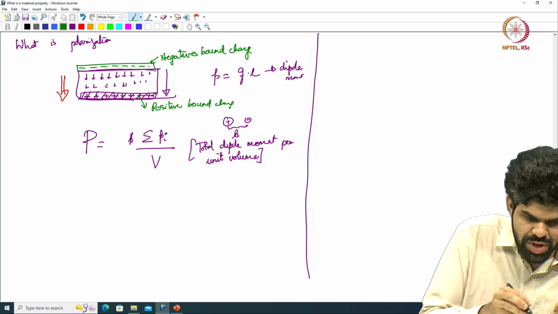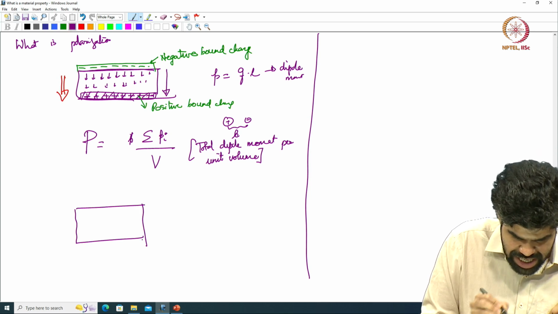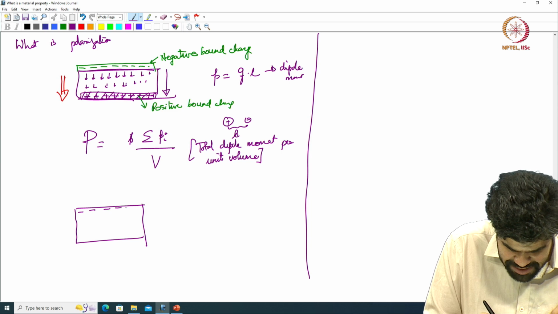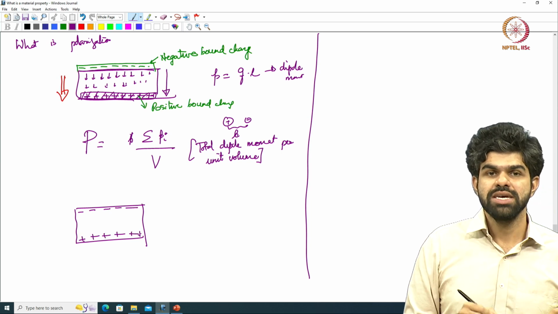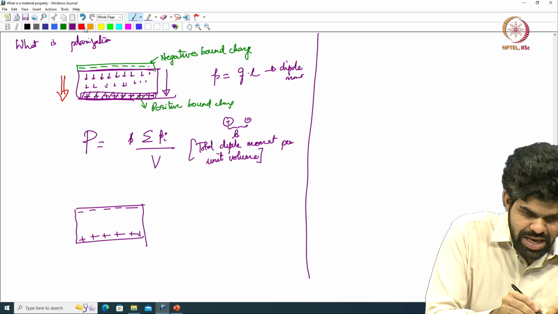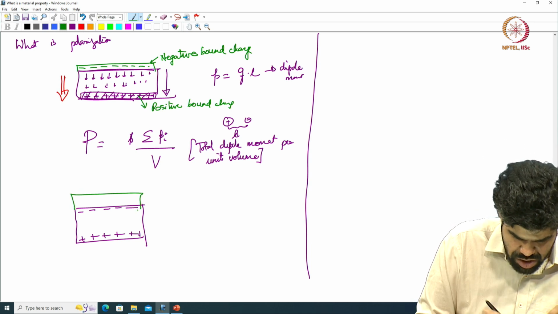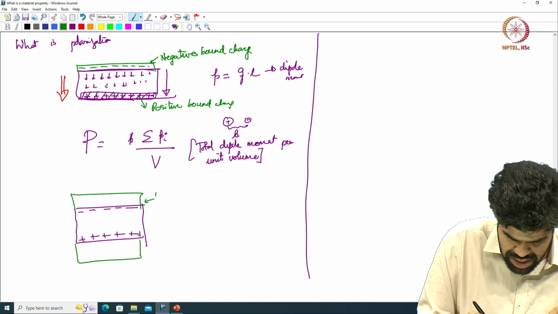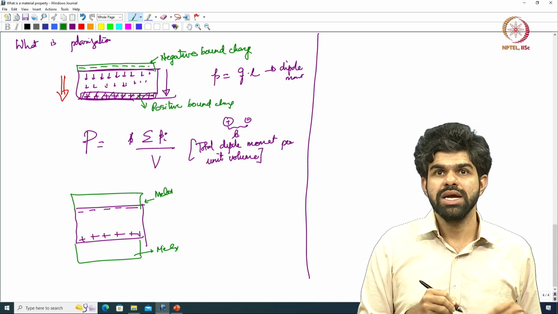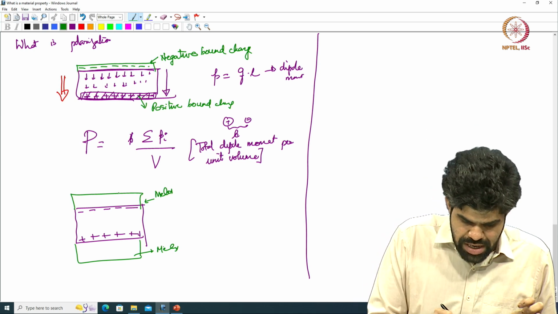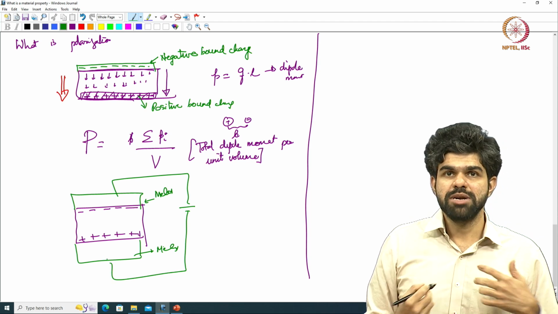Now, what am I doing to this material? I have this dielectric material, and in it I have negative bound charges here and some positive charges here. Then I have a parallel plate capacitor. I put a metal on the top and a metal on the bottom, and through the metal I have applied some electric field. This is the initial experiment to start with.